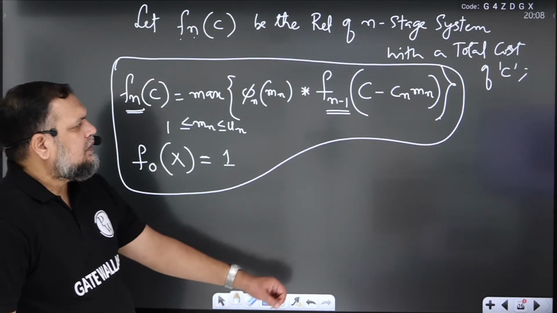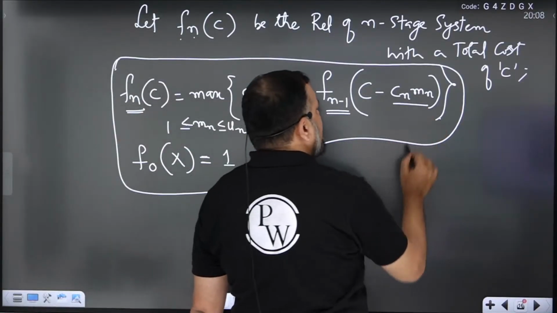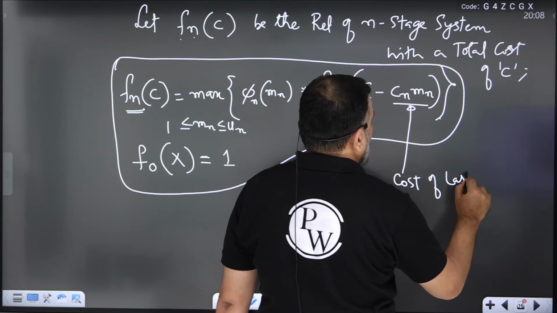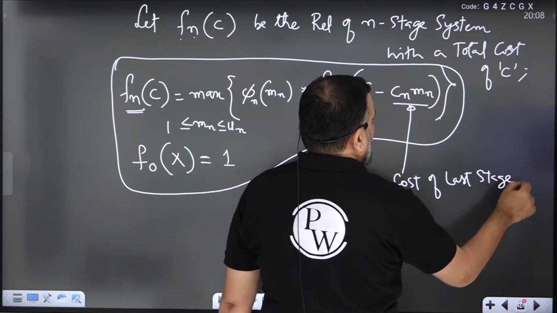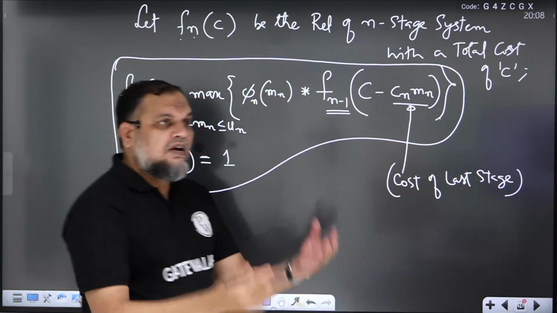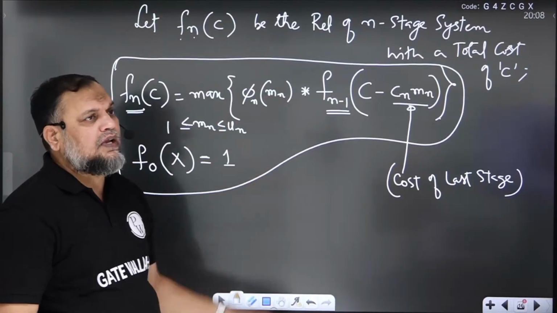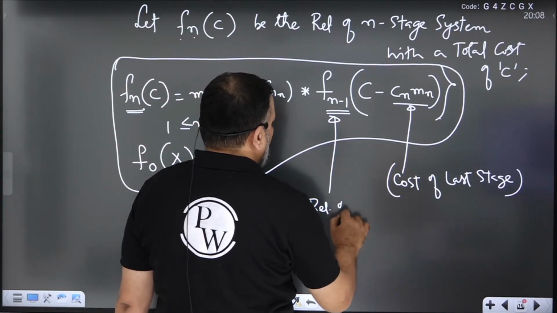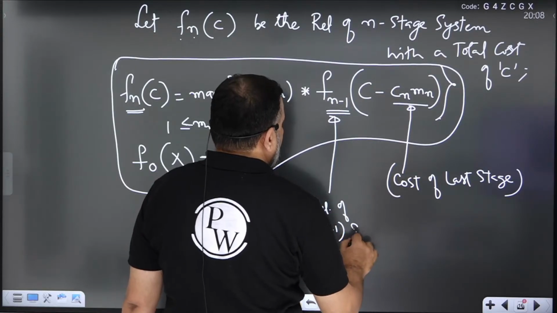Cn and mn is representing cost of last stage. Cost of last stage. तो ये cost आपको total cost में से subtract करेगा, for then only I will have the remaining cost for remaining n-1 stages. So this is reliability of n-1 stages.